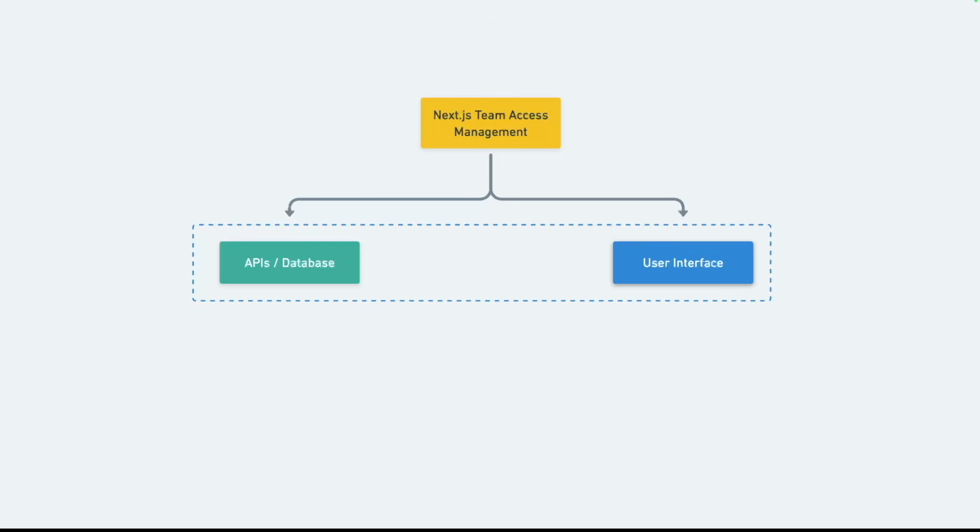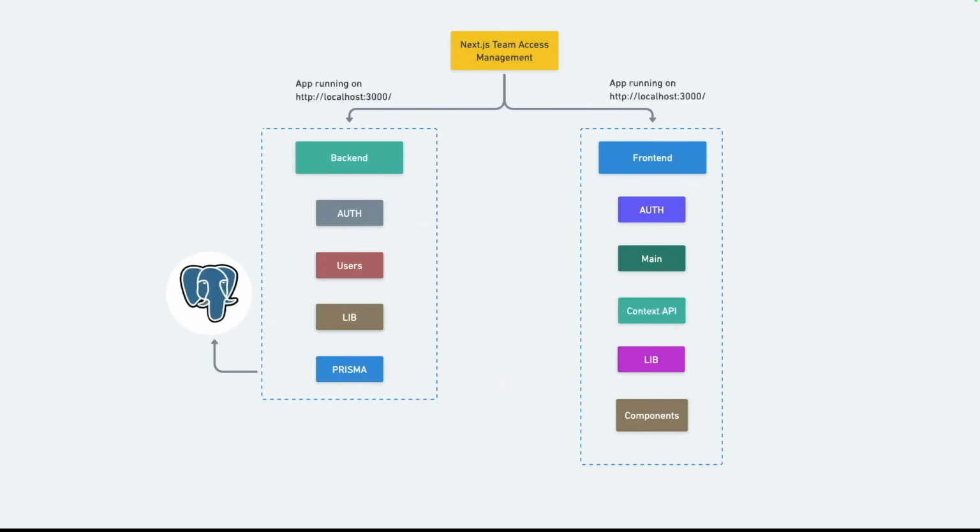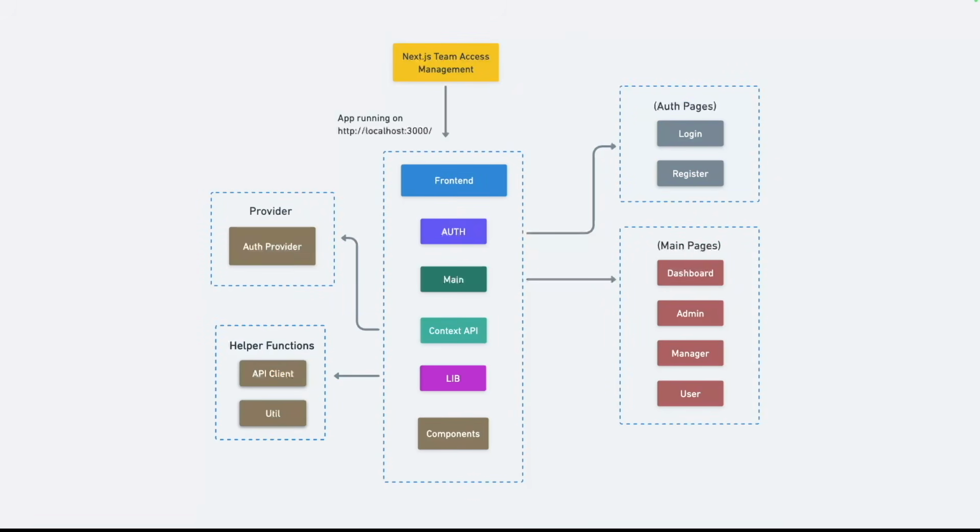And in the user interface, these will be the modules that we will have. We are going to have the auth module, then the main pages of our app. After that we will be using the context API, then we will have a lib folder which is going to contain some utility functions, and then some components that we will be using. Now if we look at a detailed view, the auth pages will contain the login and register pages. The main pages are going to contain the dashboard of our application, and then different views for the admin, for the manager, and for the user.